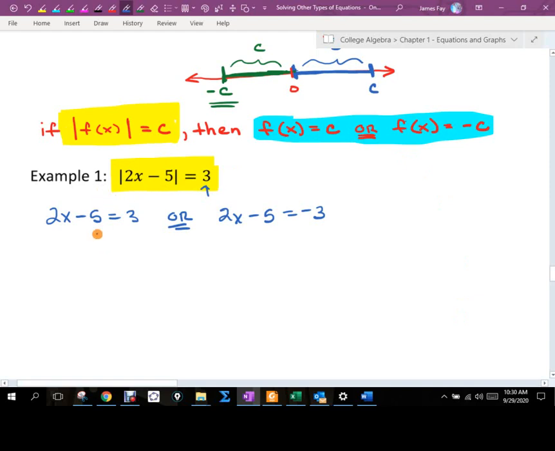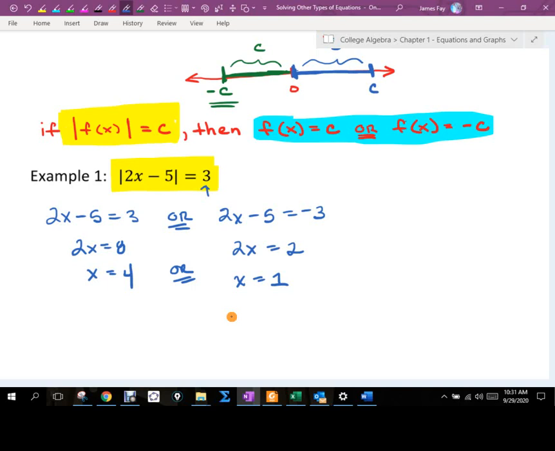So now let's just solve that. I'm going to go 2x equals 8, and then x is equal to 4, right? Or, we're going to add 5, so we get 2x equals 2, and x equals 1. And what that does is it effectively puts that expression either to the right-hand side of 0 or to the left-hand side of 0. Does that make sense?